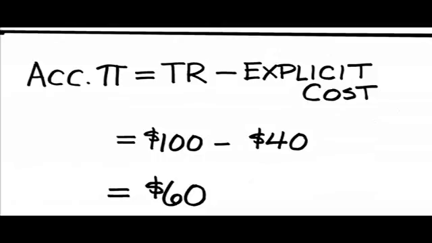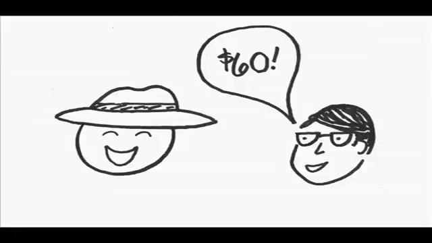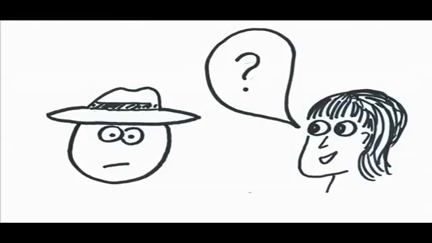What's the farmer's accounting profit then? Accounting profit is the total revenue minus the explicit cost. So in this case, you have $60 of profit. Pretty good, right? The farmer's happy when his accountant tells him that he's earning $60 of profit. But then an economist that he knows tells him that he's forgotten something. What about his opportunity cost?